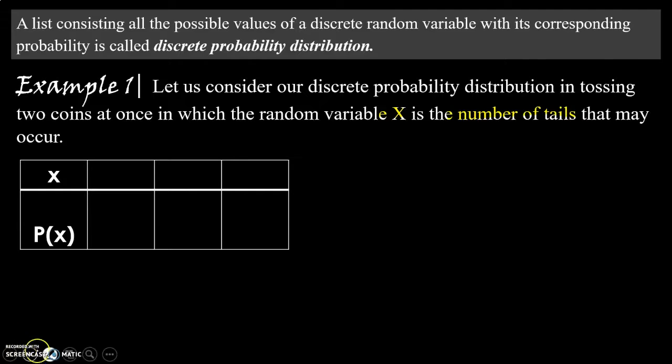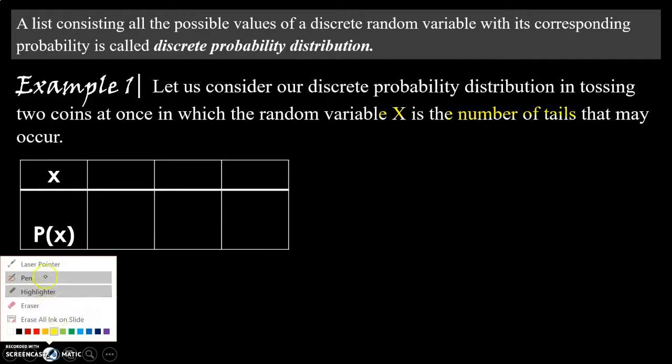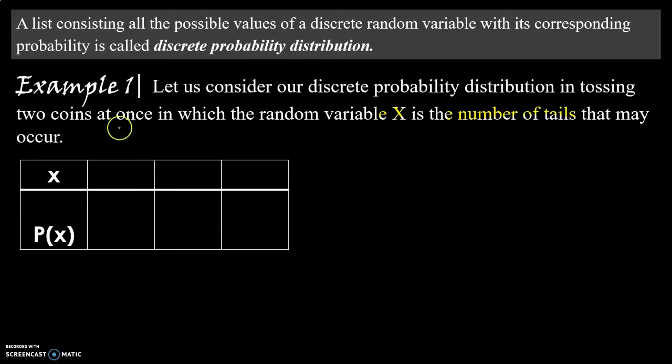Now we know that when we toss two coins at once, there can only be four possible outcomes, and these outcomes are heads and heads, heads and tails, tails and heads, and tails and tails. Now that we have already identified our possible outcomes when we toss two coins at once, it's easier for us to determine the value of our random variable x.